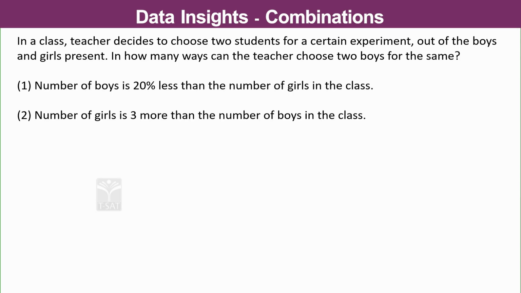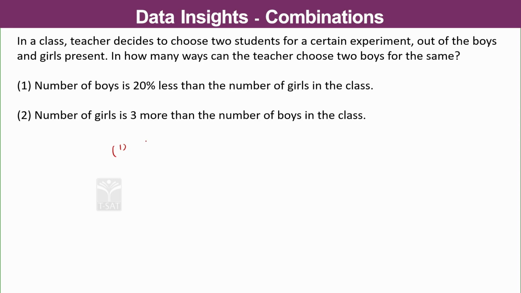In a class, the teacher decides to choose 2 students for a certain experiment. Out of the boys and the girls present, in how many ways can the teacher choose 2 boys for the same? Statement 1 is telling us the number of boys is 20% less than the number of girls in the class.